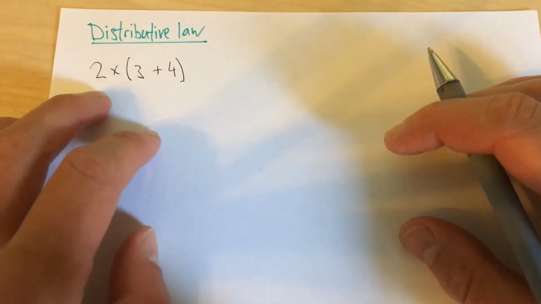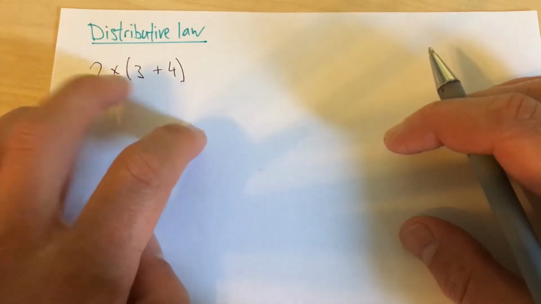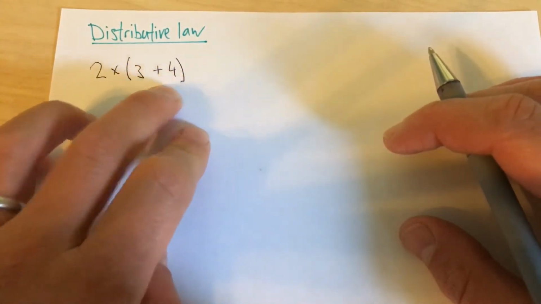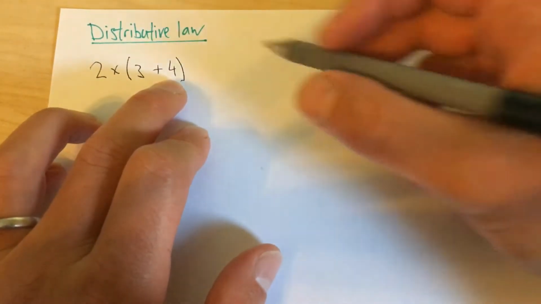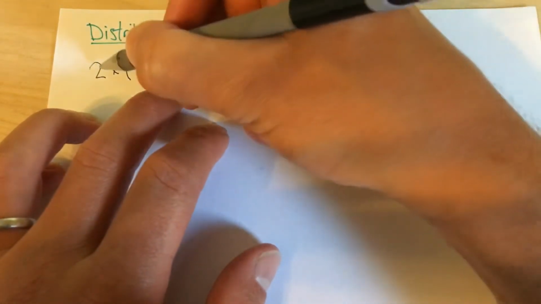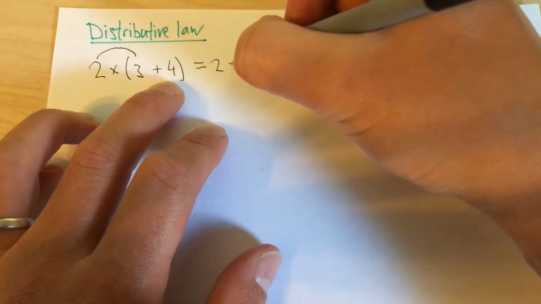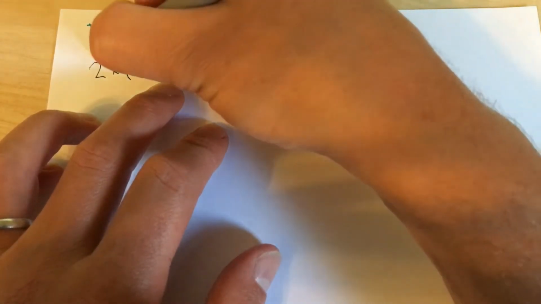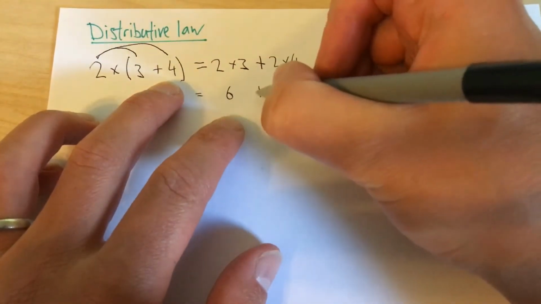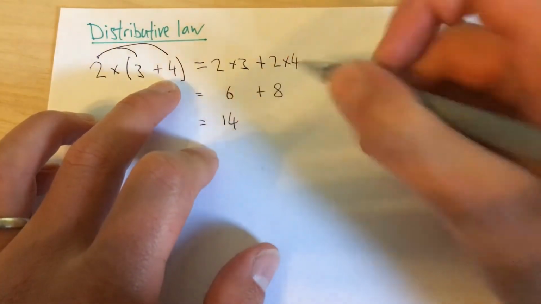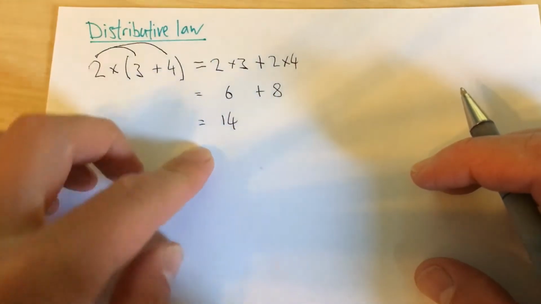And this is the example that I gave. 2 multiplied by brackets 3 plus 4. Well, 3 plus 4 is 7, and 2 times 7 is 14. Remember, BIDMAS tells us that we do the brackets first. So we know the answer is 14. But the distributive law allows us to distribute this 2 over these 2 terms. So 2 multiplied by 3 plus 2 multiplied by 4, which is 6 plus 8, which is 14. That's how the distributive law works. This 2 is distributed to these other 2 terms.